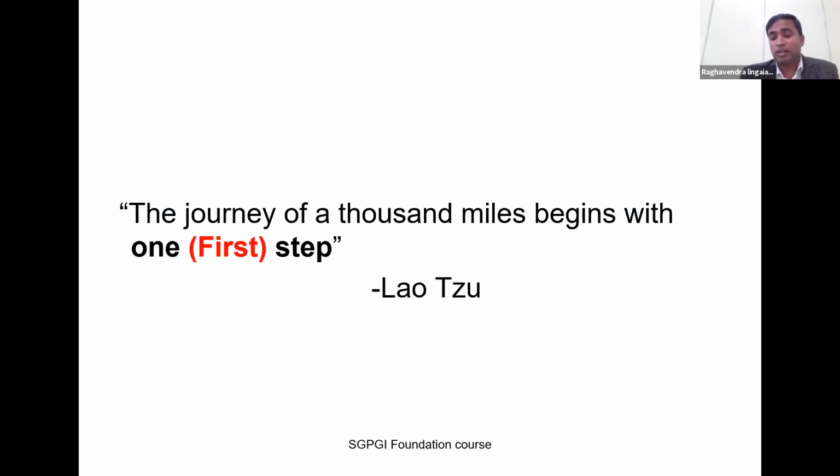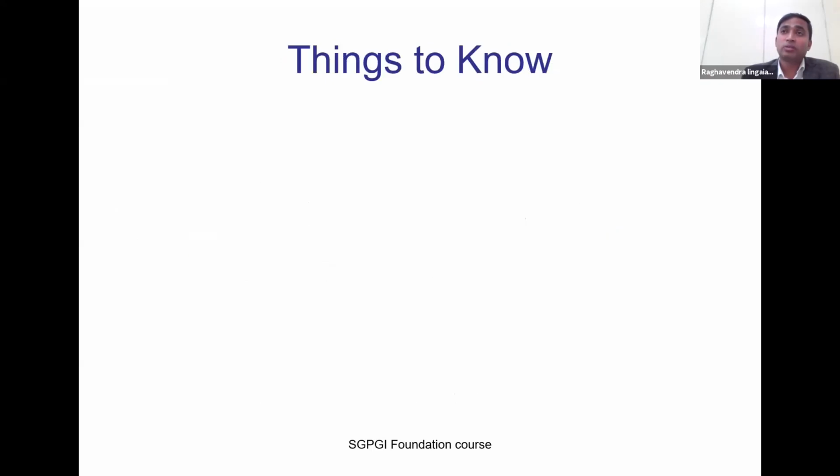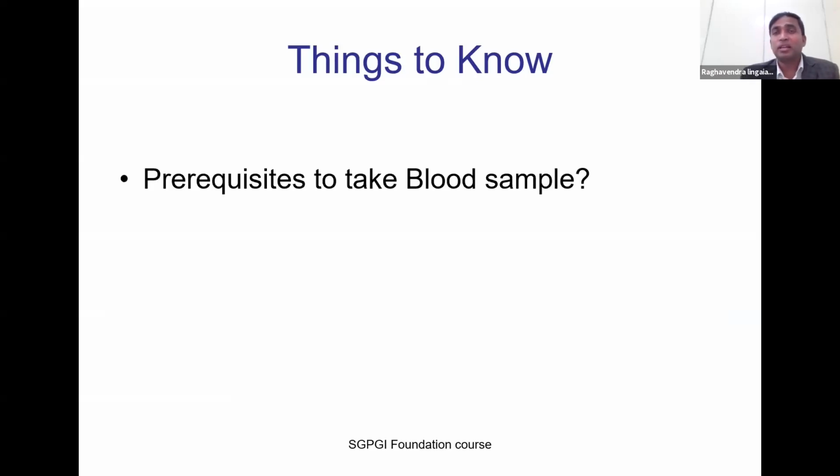So let's address this. The journey of 1,000 miles begins with one step, or you can say the first step, as told by Lao Tzu in his famous book, Art of War. Before going to blood collection in detail, we need to know three things. What are the prerequisites to take a blood sample?